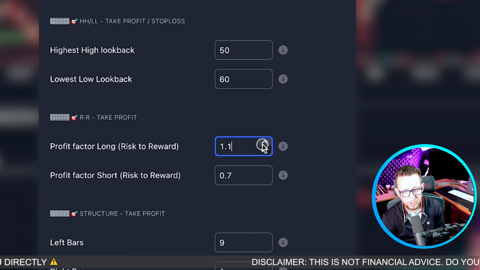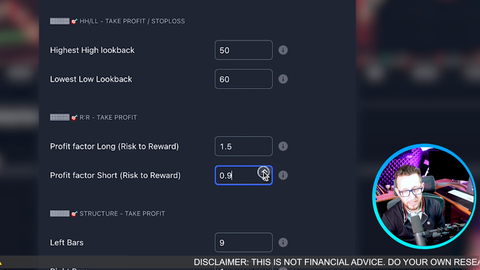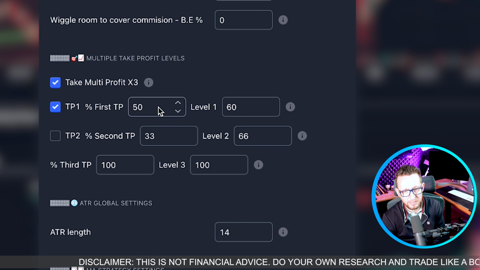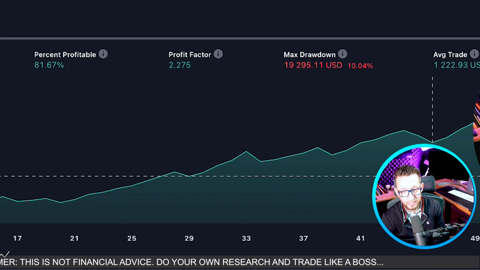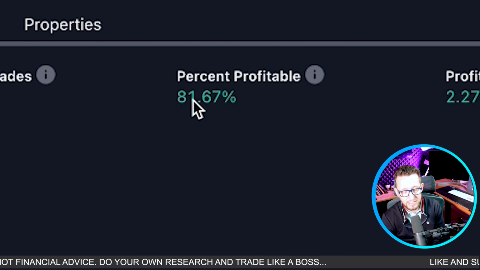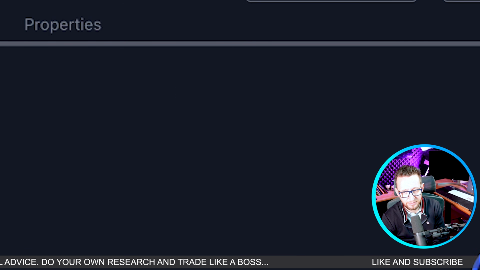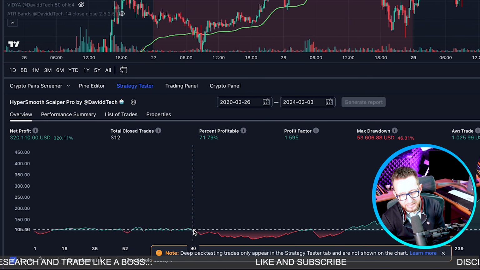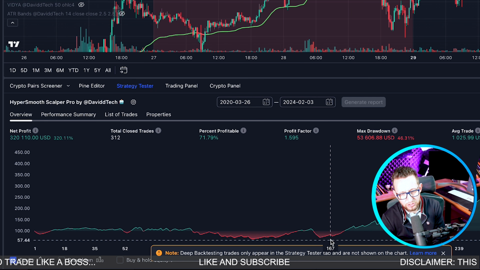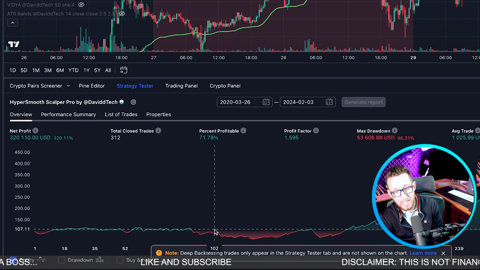Now if I take this up to 1.5 and then do multiple take profits, multiple take profits is added here. We're taking 50% off the table at 60% of our trade. We are still profitable. We have 81% profitability here. If I then add the deep backtest, as you can see, there is a big dip in the trading strategy, so we'd have to work on trying to make that even better.